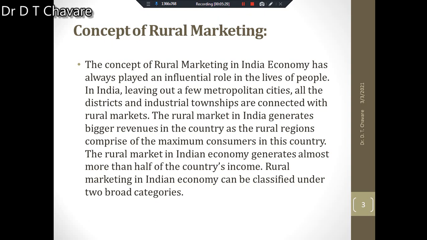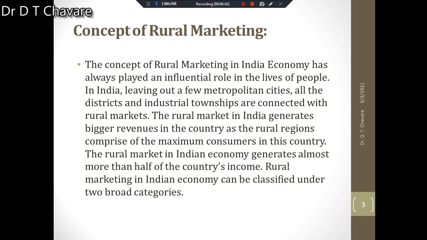The rural markets in India generate bigger revenue for the country as the rural region comprises the maximum consumers in the country. Already I told you maximum people are living in rural areas. That's why marketing is developed in that area, and such a developed market in a rural area is called rural marketing. The rural market in the Indian economy generates almost more than half of the country's income.